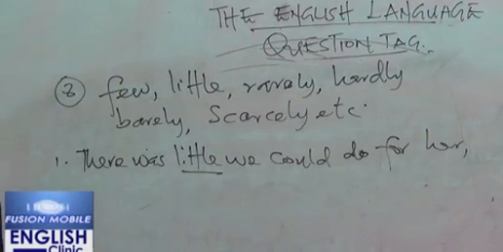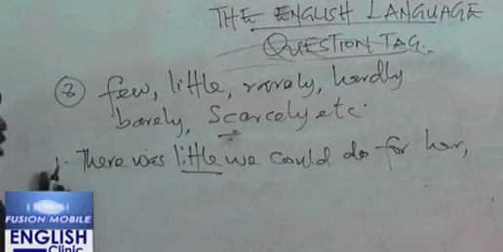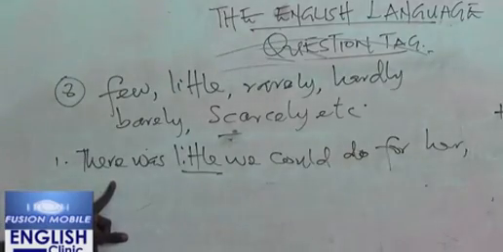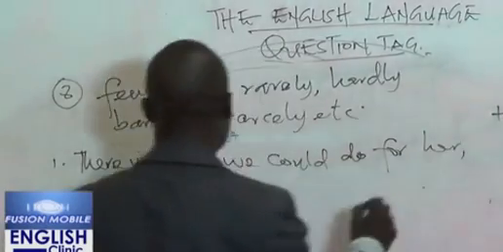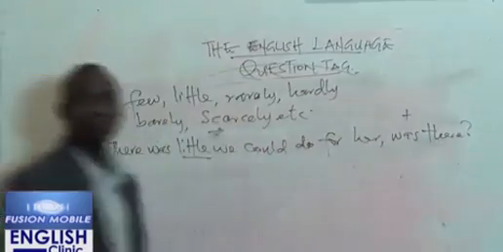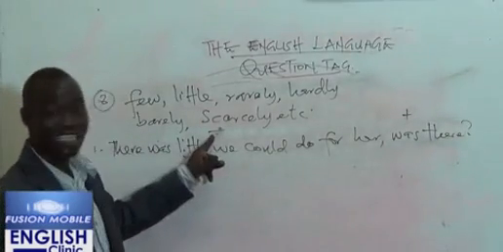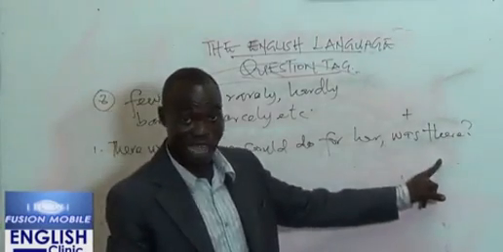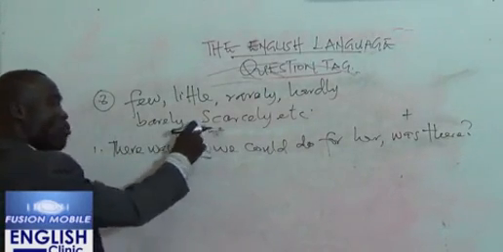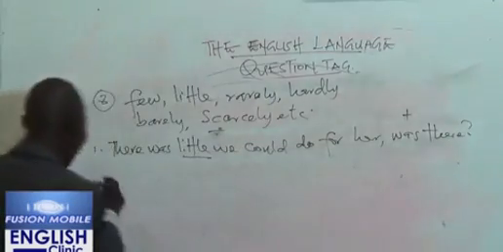We couldn't do anything for her. It's already negative. Now, because of this little, I said this sentence becomes negative. So the tag must be positive. There was little we could do for her. The tag will now be was there. Remember, these are the subject, there, and the verb. But this is the negative particle here, which is little. We expect it to be negative. So the tag will not be negative. Was there.